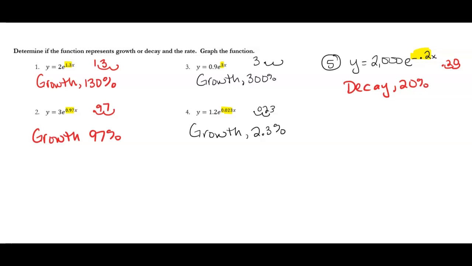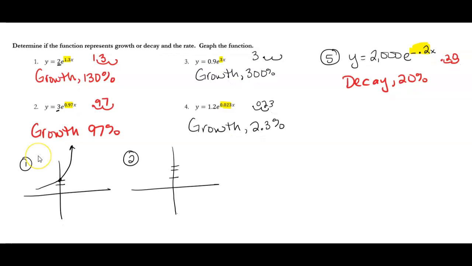Now, one thing I did not talk about is that the base E means it's continuous, so it just happens continuously over and over and over and over. It's calculated. Okay, so let's look at the graphs of these. For this one, it crosses at 2, and it's growth, so it goes away. For number 2, it crosses at 3, and it's growth, so it goes away. Okay, 3 and 4, the same idea.